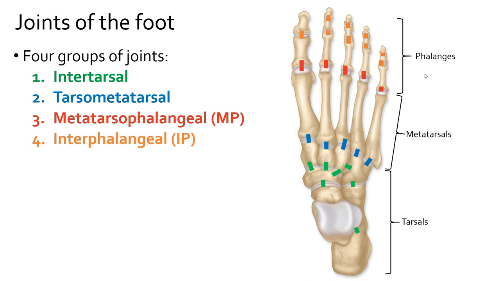And then the interphalangeal joints. Those are all of the joints that are either between a distal and middle phalanx, between a middle phalanx and a proximal phalanx, or between the distal and proximal in the case of the hallux. And all of those are the interphalangeal joints.